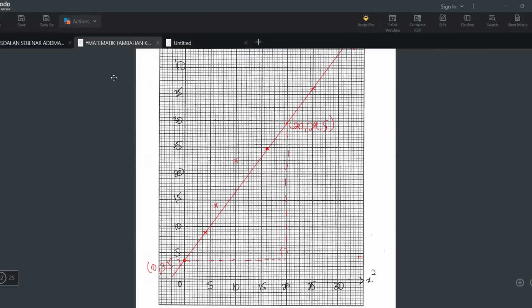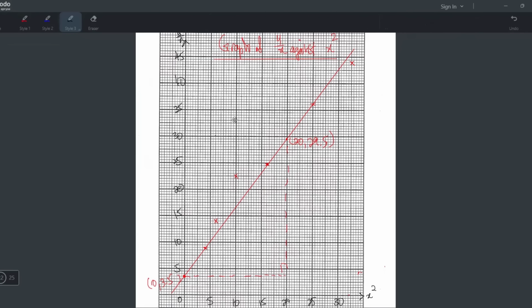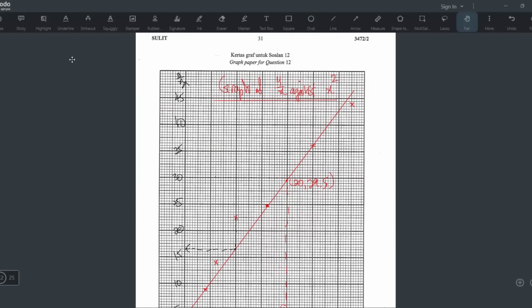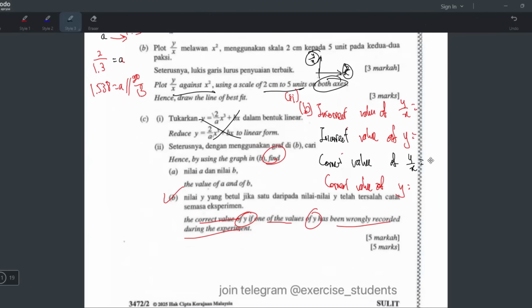So which one is the incorrect value? Yeah, this one, right? The point that is the furthest. And what you will do is you will pull this so that it's on the line. Because when it's on the line, it's better. So I think I'll take this and then pull to the y-axis. So you can see this one is 15 plus 2 boxes is 16. 16 plus one more is 16.5. But this 16.5 is not the y, it's the y over x. So the correct value for y over x is 16.5.